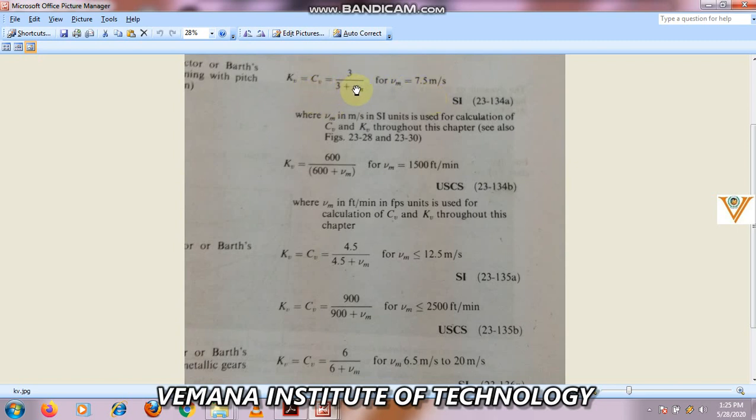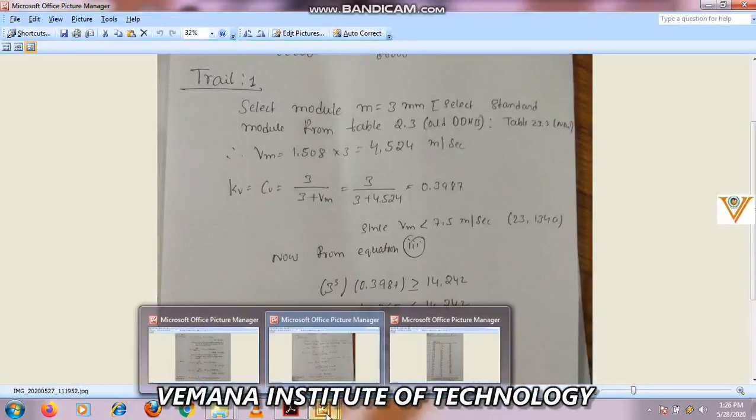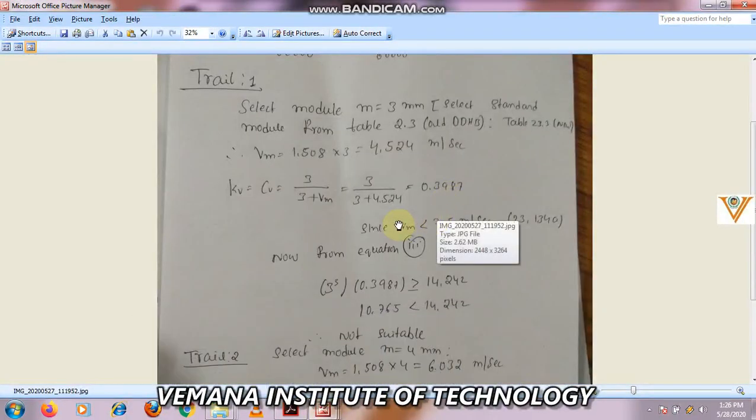kV or CV is equal to 3 by 3 plus Vm. Here Vm is 4.5, so it should be less than 7.5 meter per second. So use this equation, kV equals 3 by 3 plus Vm. Substitute the value of Vm into this equation, and we get the value 0.3987.